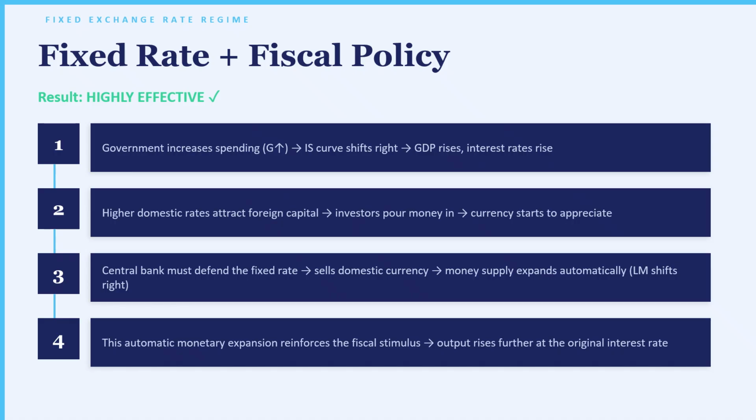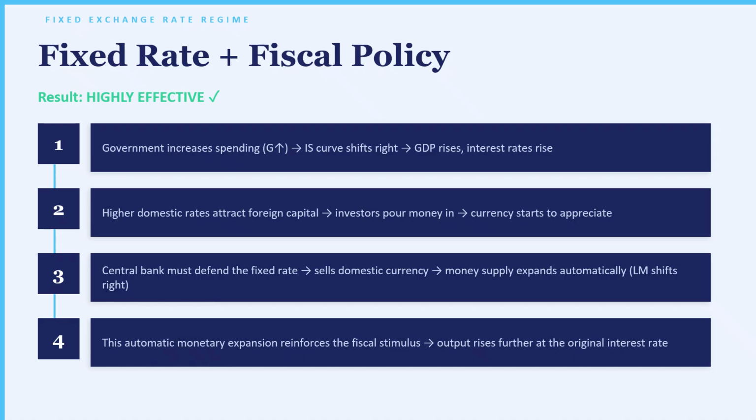On to comparing fixed rate and floating rate monetary and fiscal policy. So first up is the fixed rate and fiscal policy and why this works together. Step one, when the government spends more, the IS curve will shift to the right and output would start to rise, as so do interest rates.